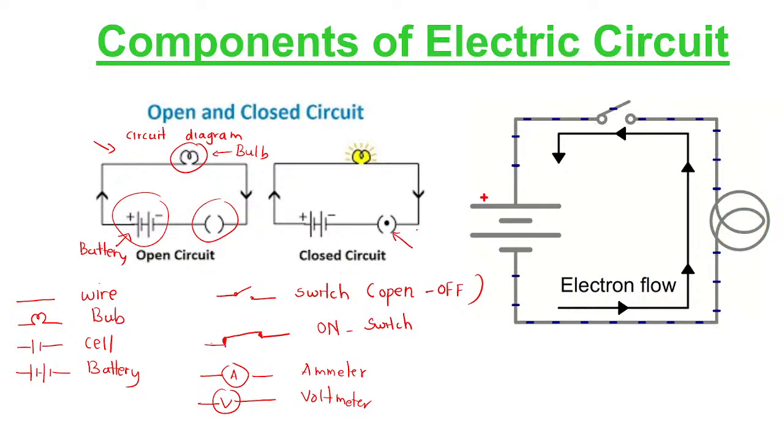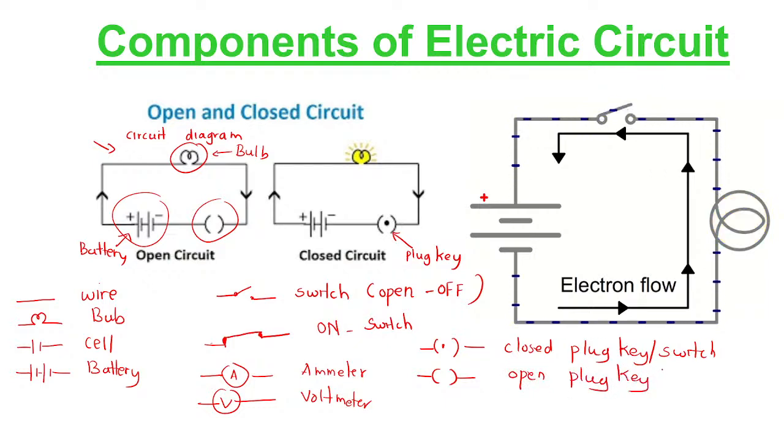That symbol that you can see over here is another type of symbol for a plug key. Plug key is nothing but act as a switch only. So if it looks like this, that means it's a closed plug key, which is nothing but a switch. And that symbol is an open plug key, or a switch. So these are the components of electric circuit.